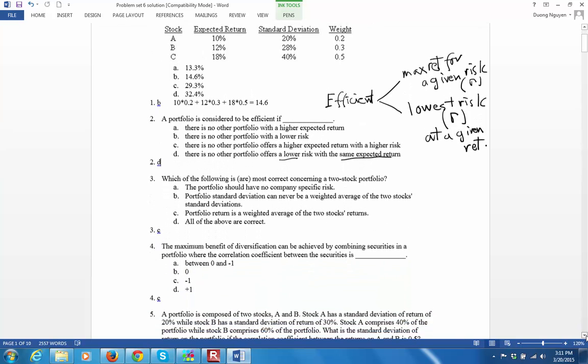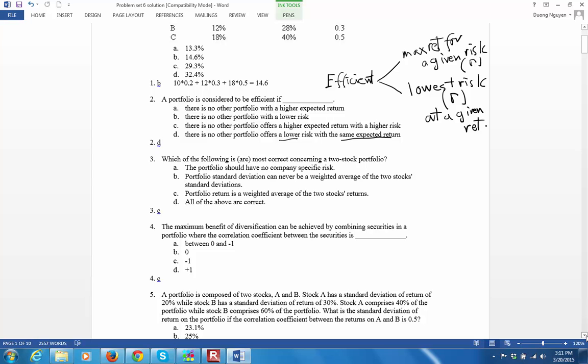Number 3: which one is the most correct concerning a 2 stock portfolio? Now if your portfolio has only 2 stocks, stock number 1 and stock number 2, the returns are r1, r2. The standard deviations are sigma 1, sigma 2, and the weights you invest in each of them are weight 1 and weight 2. And the correlation between the 2 stocks is rho 1,2. In general, let me use a pen here to make it more clear.